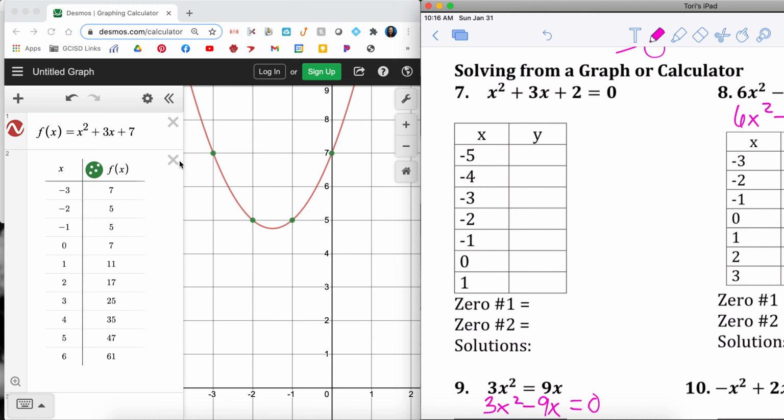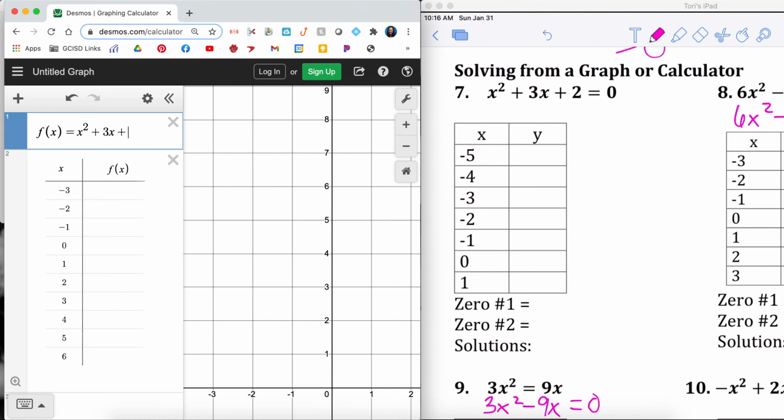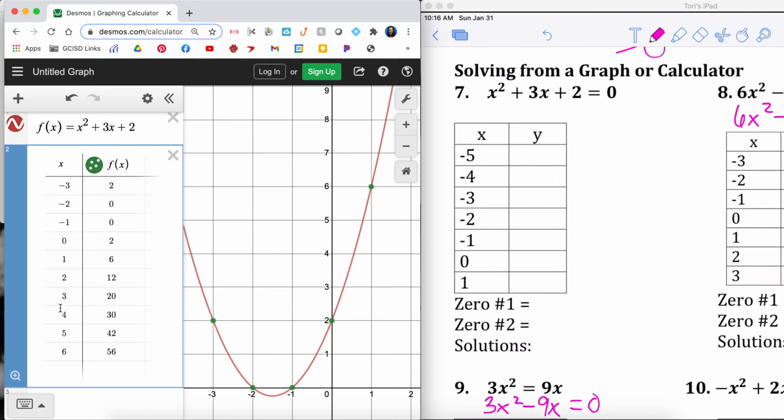X squared plus 3x plus 2. So I'm changing this to a 2. And I want to make the numbers match. So right now, I don't have a negative 5 or a negative 4, so I would need to type them in. So I can type over anything I want. Negative 5, negative 4 here. Okay, so negative 5 takes me to 12.